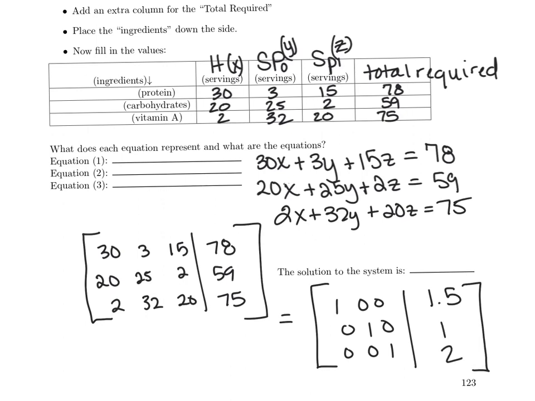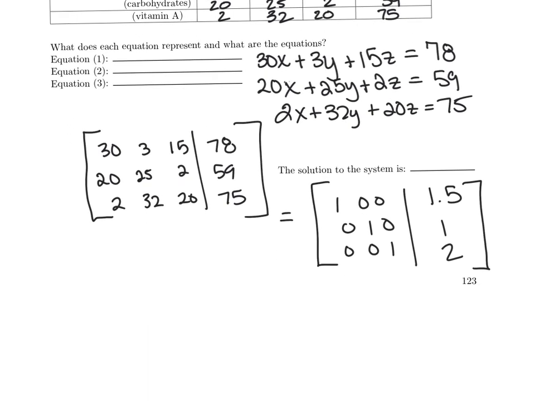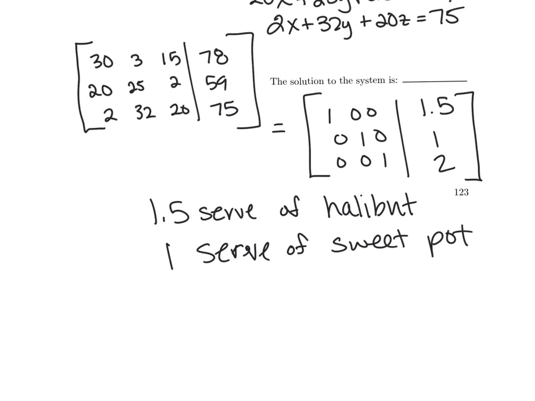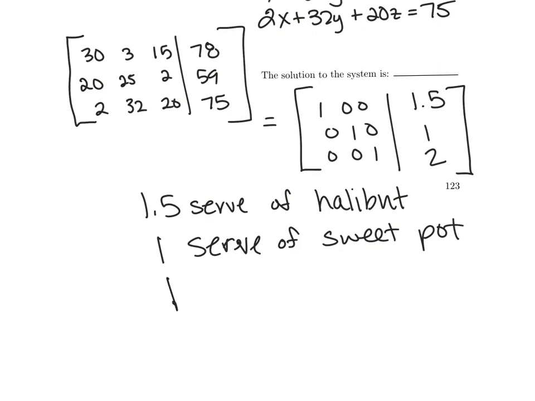So how you interpret that, you're not just going to write that, you have to write it out. Write out 1.5 servings of halibut, 1 serving of the sweet potatoes, and 2 servings of the spinach.